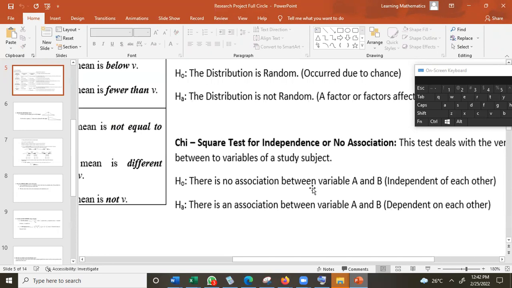Anytime you're doing a hypothesis test, the statements must come as a pair, one contradicting the other. So the test has to be done to see who is correct. So for the chi-square test for no association, the H0 will be saying no association or independent. And the HA will be saying yes, dependent on each other. And that's how you begin.